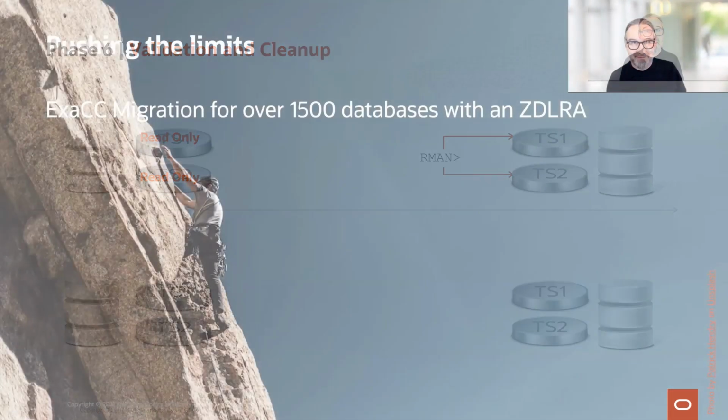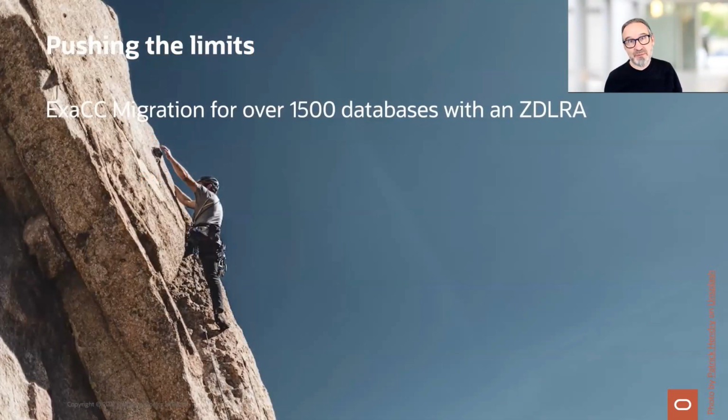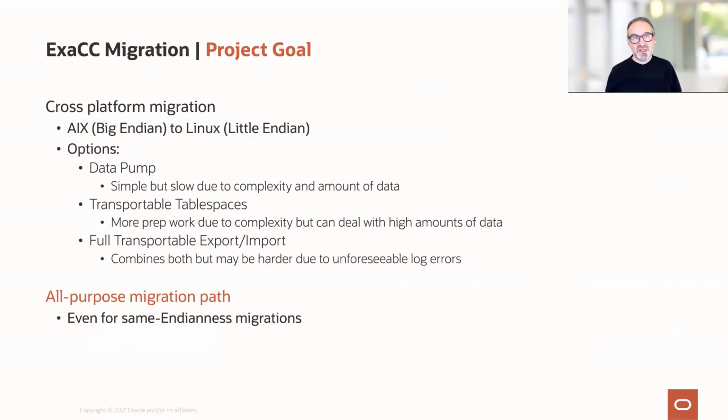And that's it. Now let's bring this a step further and push the limits a bit with 1,500 databases and an XRCC migration using a zero data loss recovery appliance. So we do cross-platform, big endian AIX to little endian Linux, but we have also some Linux databases, some Windows databases in that case here. The options we have is data pump, which we know now, maybe works with all the databases, but not the fastest solution. And we have some very big databases here as well. So it may not be working with the downtime restrictions we have.